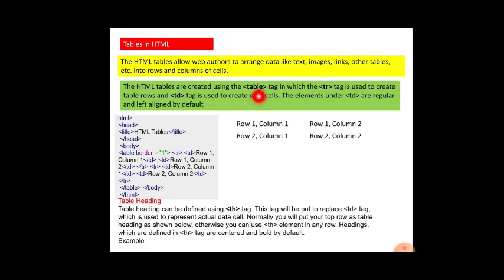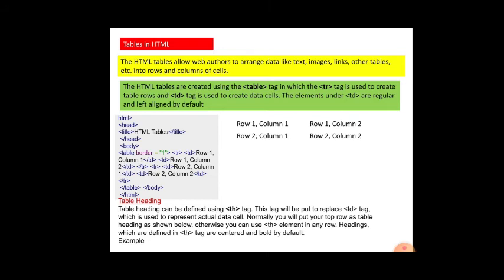If you want to create a table, first it should be the table tag, in which the TR tag is used to create the table rows and the TD tag is used to create the data cells. TD is the data, that is the column. The elements under TD are left aligned by default. So here is one program, HTML tables, border is equal to 1. First is TR, the row will come first. First is TD, row 1, column 1, then TD is closed, then again row 1, column 2, then row 2, column 1, row 2, column 2. Like this the tables are created.